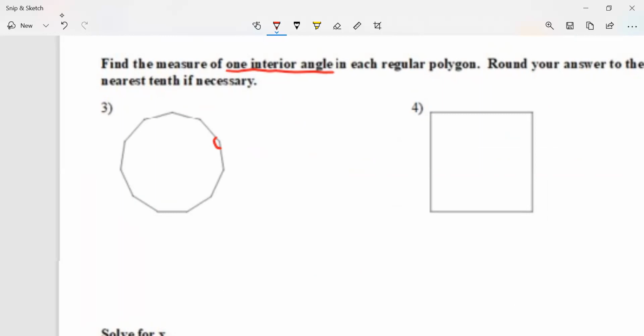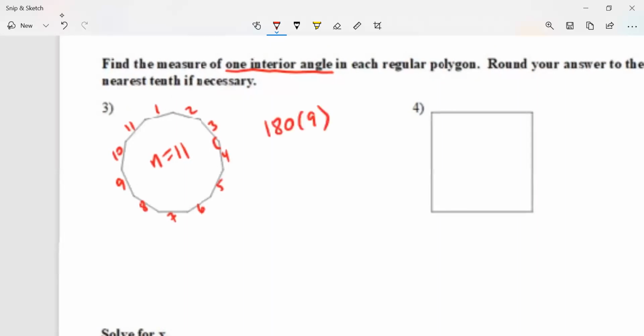Okay, I was having fun figuring out how much all the angles were. Let me count how many sides there are. 1, 2, 3, 4, 5, 6, 7, 8, 9, 10, and 11. There were 11 sides. So if I wanted to know how much all the angles on the inside add up to, I would have gone 180 times 9.